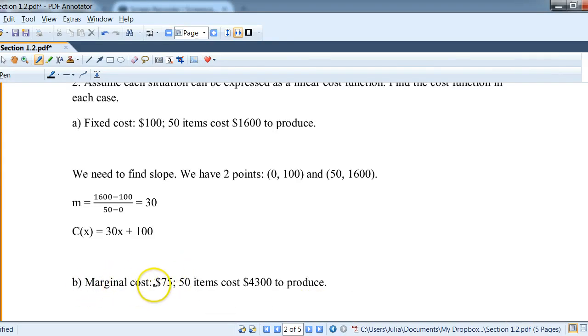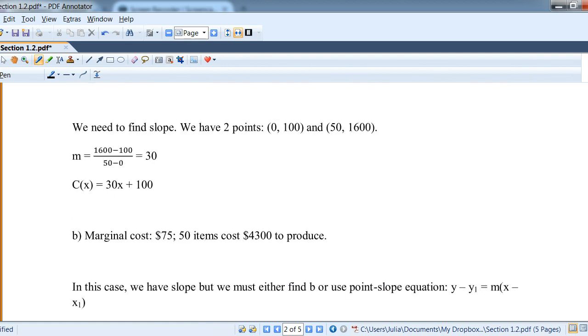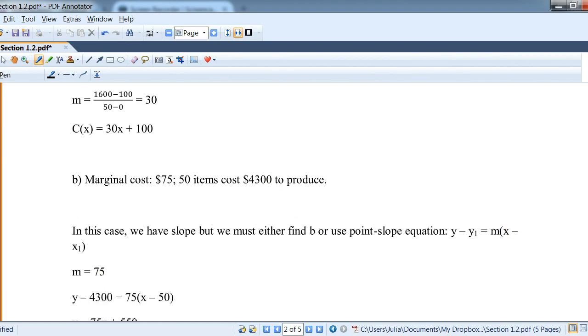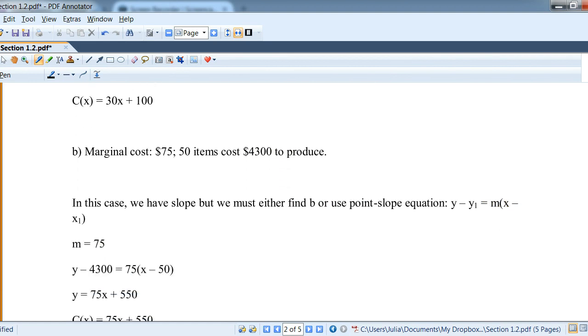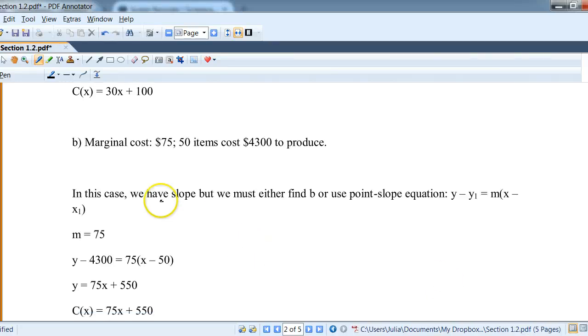Marginal cost is $75 and 50 items cost $4,300 to produce. So if you recall, the marginal cost for us would be the slope m, approximate cost per item, and we can use the point-slope equation. This is again one way I did it. You could also use y equals mx plus b and plug in x and a y to solve for it. That's another way to do it.